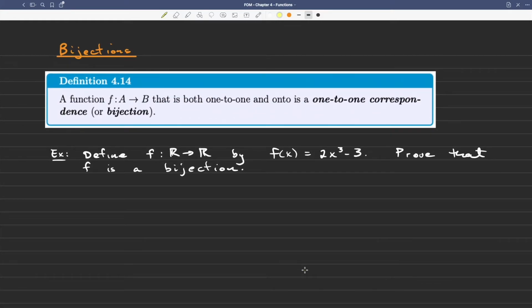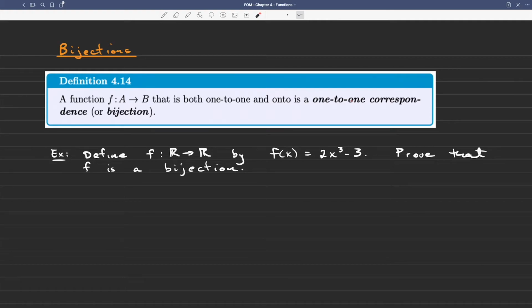So bijection really isn't anything new, it's just a combination of 2 things we already know. A bijection is a function f from A to B that is both 1-to-1 and onto. Sometimes instead of calling it a bijection, we call it a 1-to-1 correspondence. I actually prefer the terminology bijection though, because 1-to-1 correspondence makes me just think of 1-to-1. But sometimes you'll see people use that language, a 1-to-1 correspondence, for bijection.